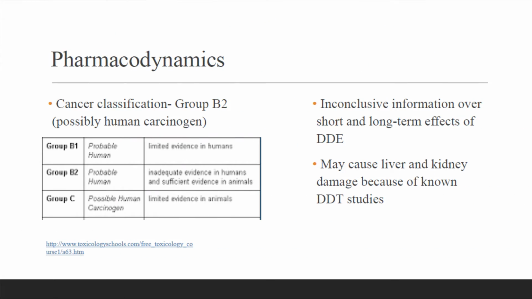Pharmacodynamics is the effects of the toxin within the body. At this time, there is record of animals being affected by DDT that cause tumors. Therefore, it holds a cancer classification of group B2, a probable human carcinogen. DDT may also cause liver and kidney damage, but depends on exposure levels. There is inconclusive information of the short and long-term effects of DDE by itself.